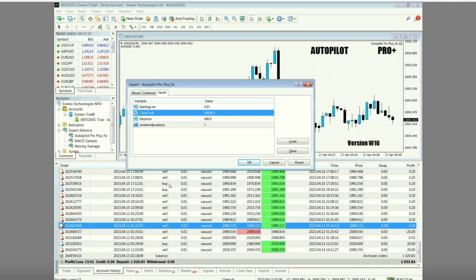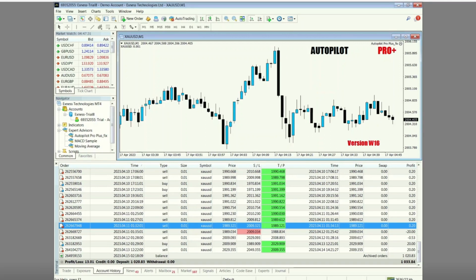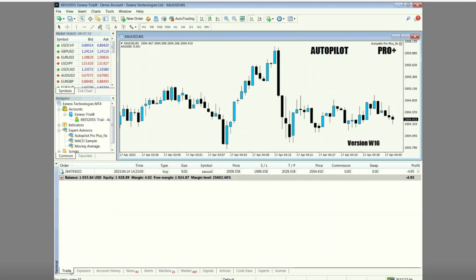So if the trade is closed with a stop loss, it will lose 20 USD. And if the trade is closed with a profit, it will be a profit of 20 USD too. For now, this setting is still profitable.